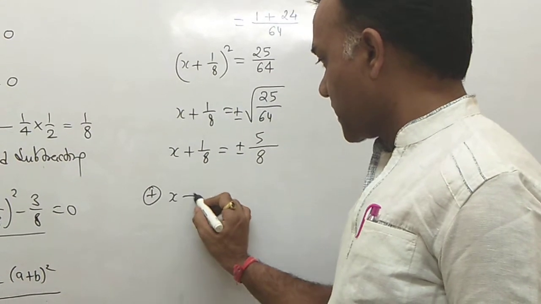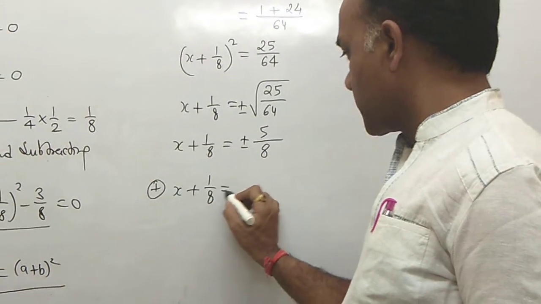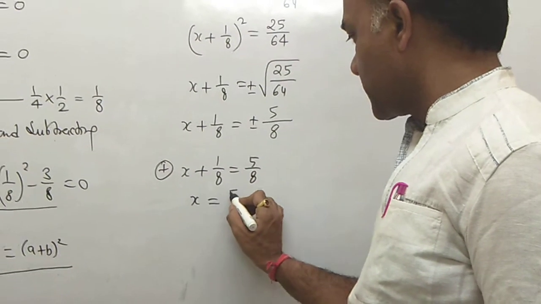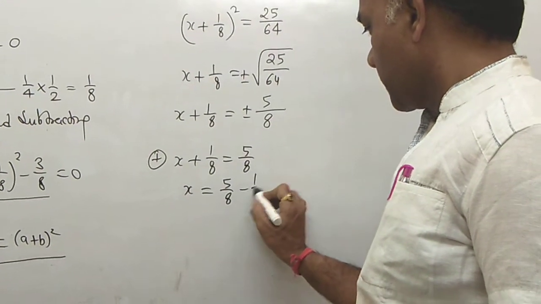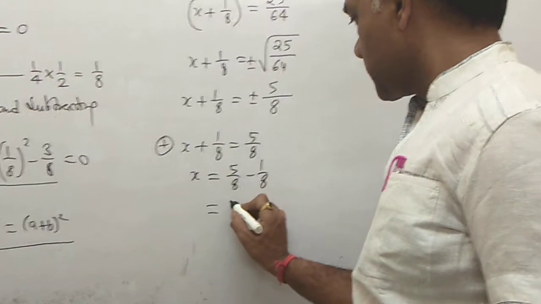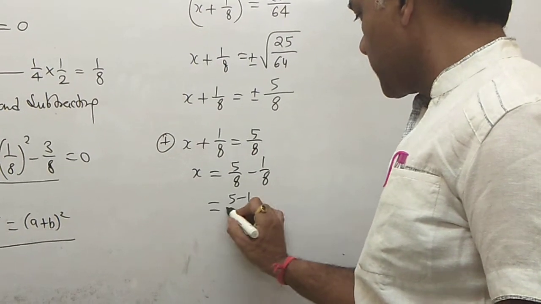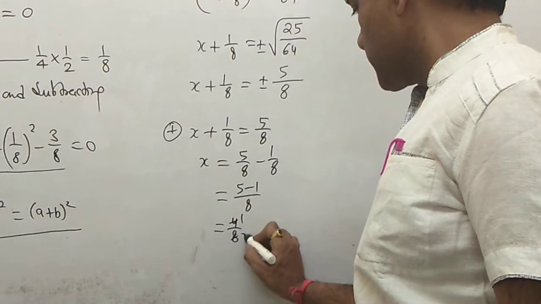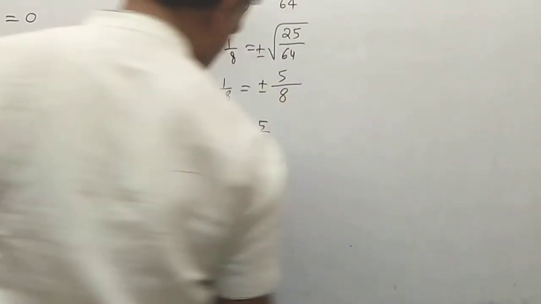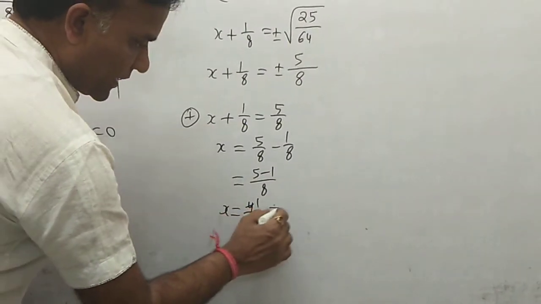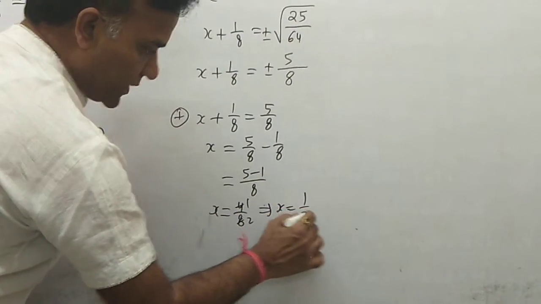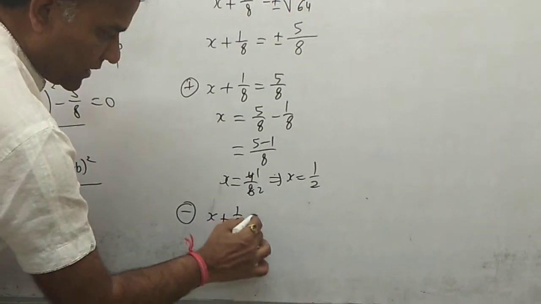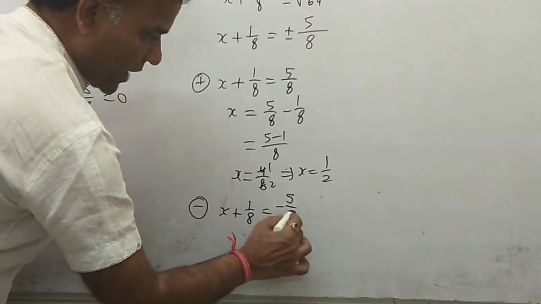So x plus 1 by 8 equal to 5 by 8, and then on the right hand side we have 5 by 8 minus 1 by 8, that is 5 minus 1 by 8, which is 4 by 8. So the first value we got is x equal to 1 by 2. Similarly, with the minus sign, we have x plus 1 by 8 equal to minus 5 by 8.